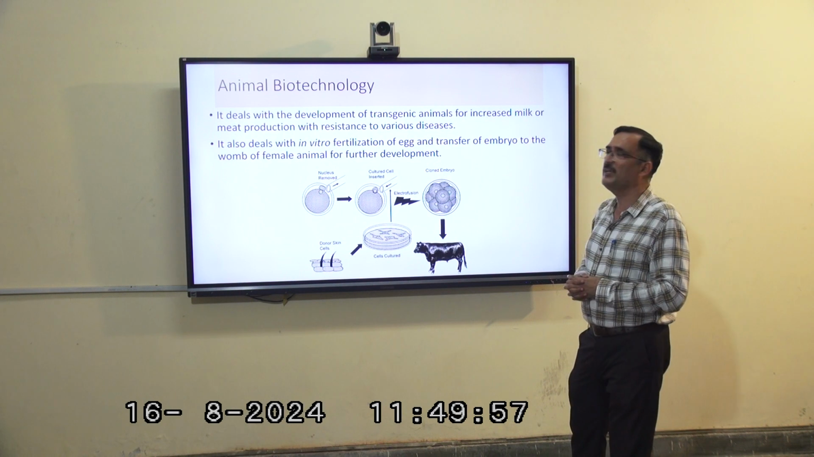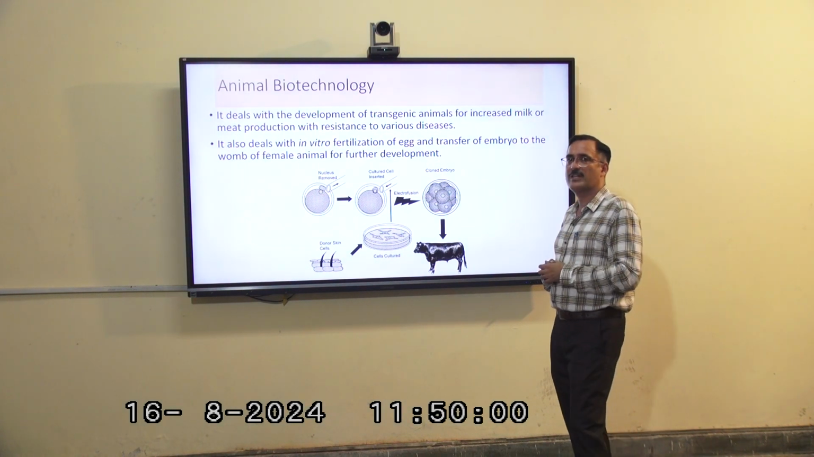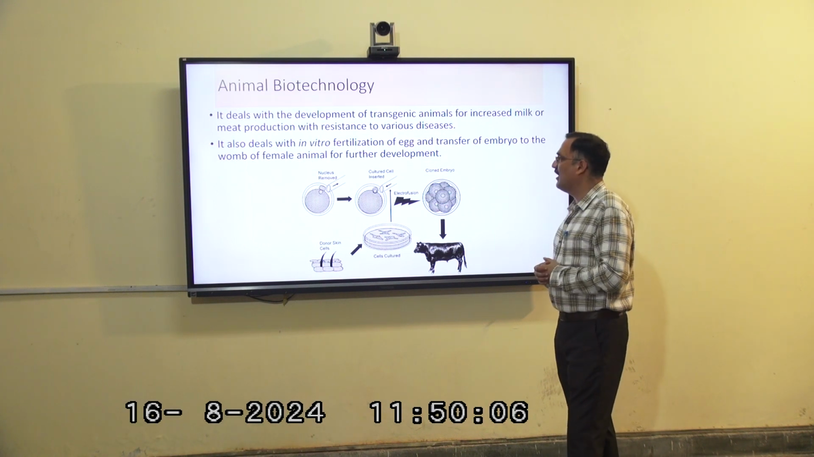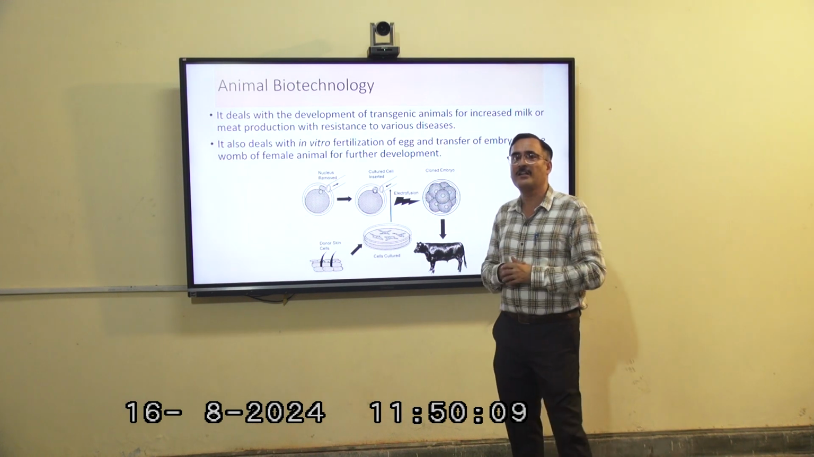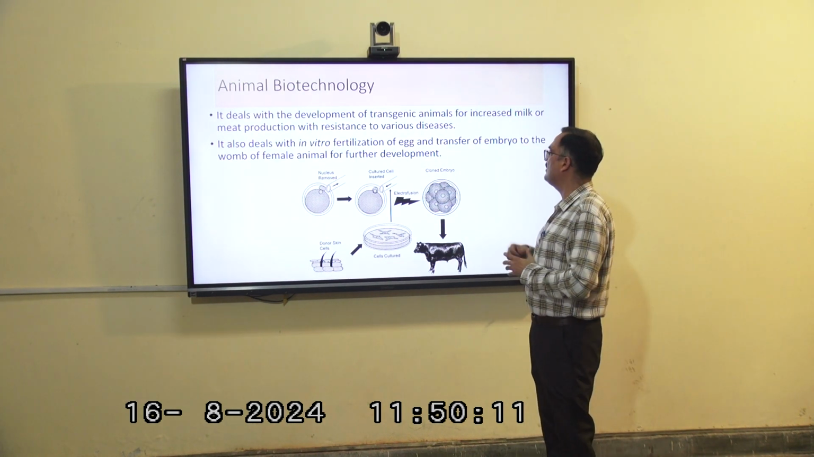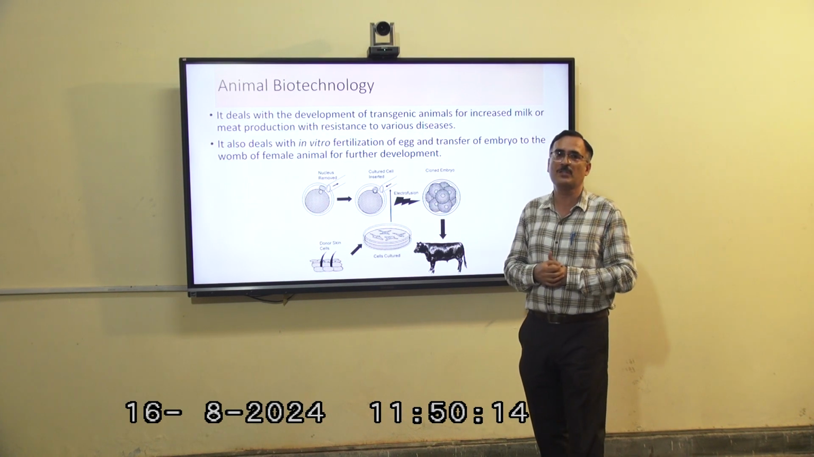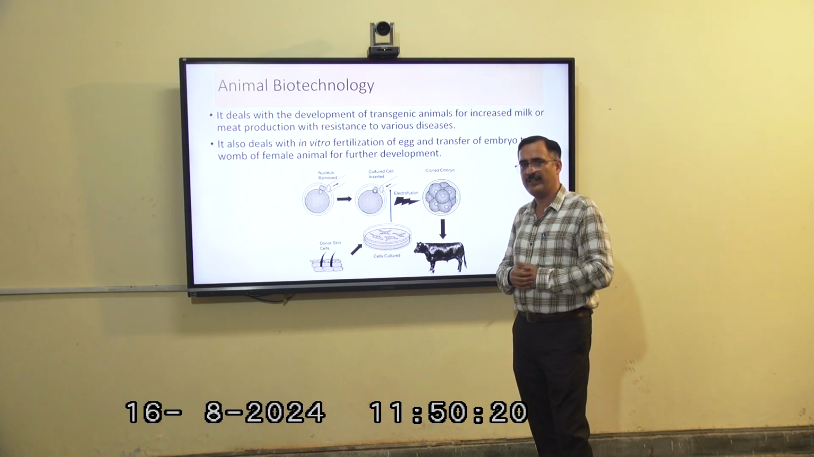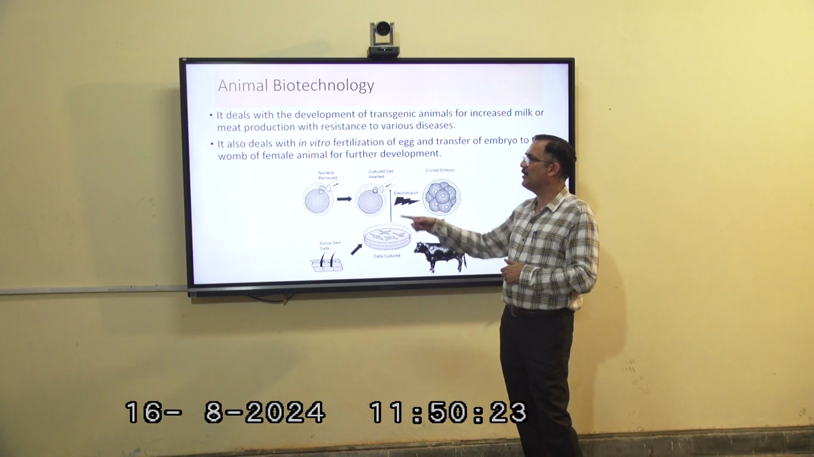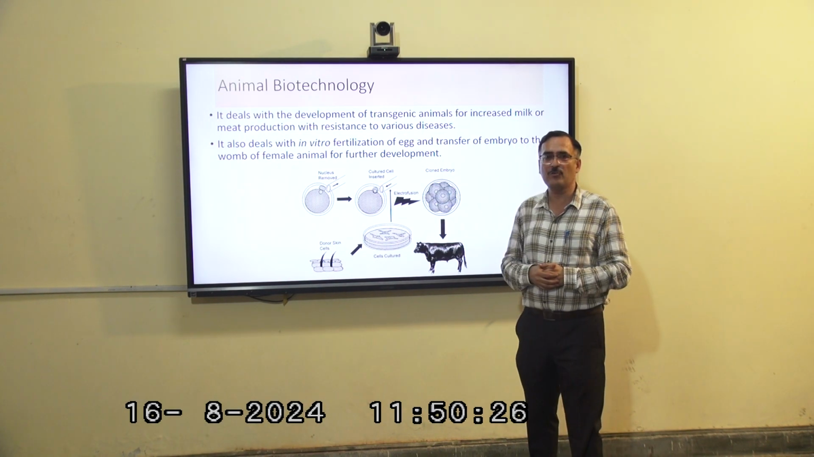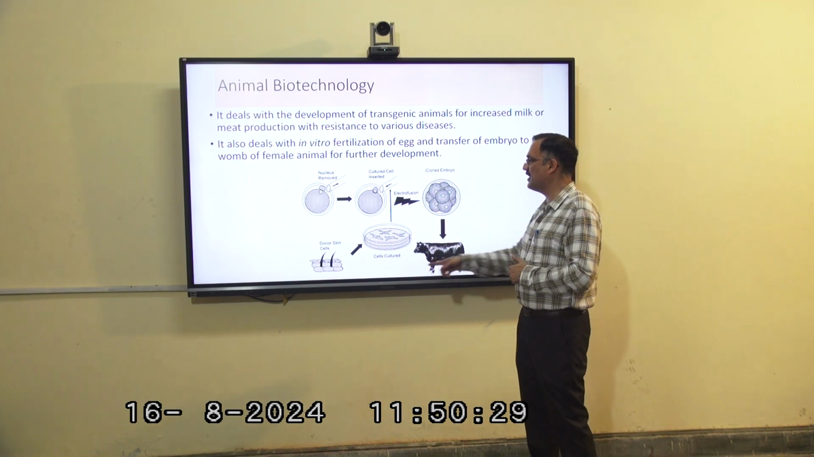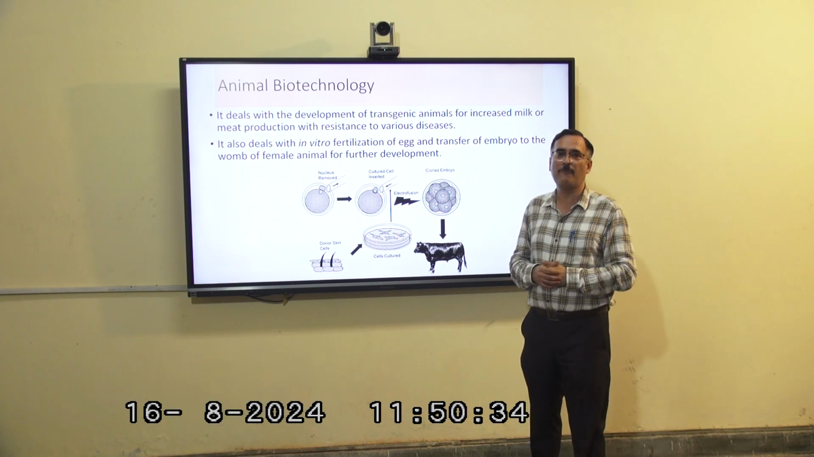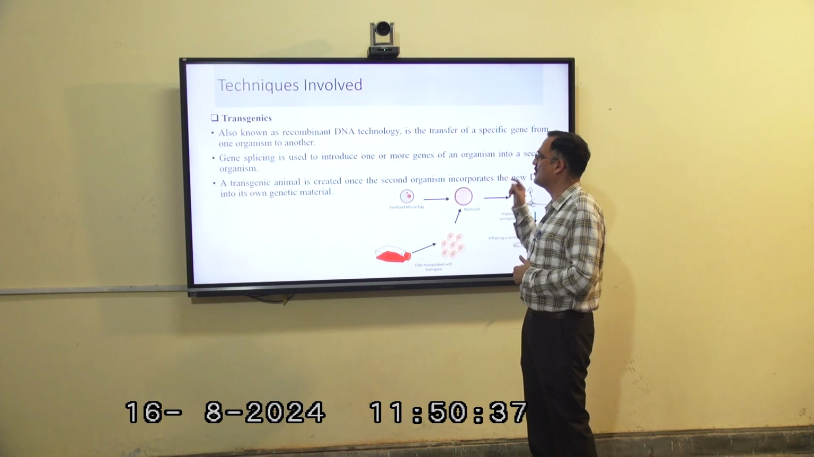It also deals with in vitro fertilization, most commonly known as IVF technology, where we allow the fusion of egg with sperm in an artificial environment, and then this developed embryo is transferred to surrogate mothers. This is the process of IVF techniques and developing a clone, where we can remove the nucleus and insert it into culture cells. After electrofusion with the cell culture, we are able to get the cloned embryo, and the clone is developed through this technology.